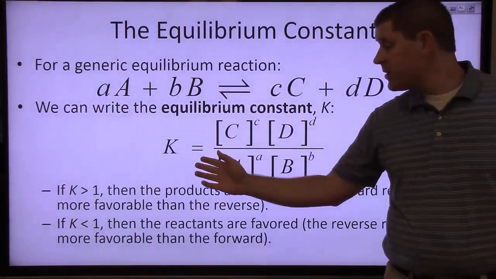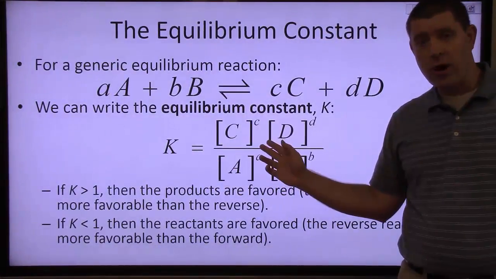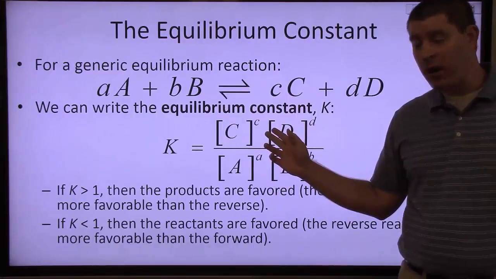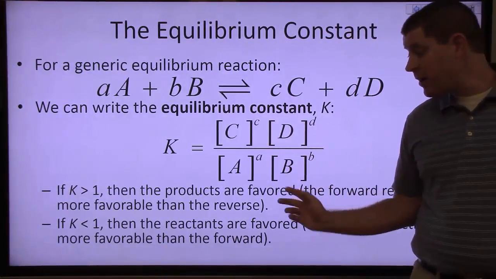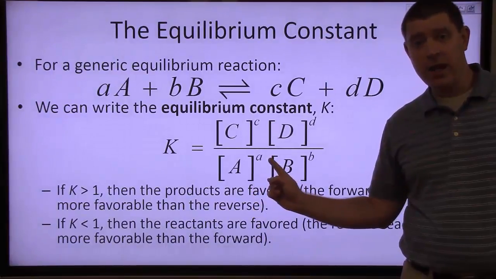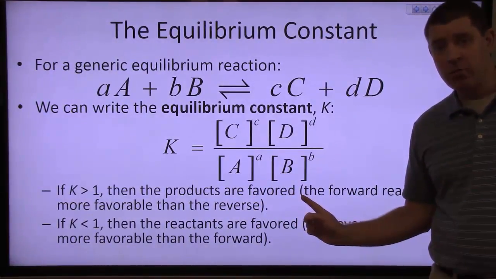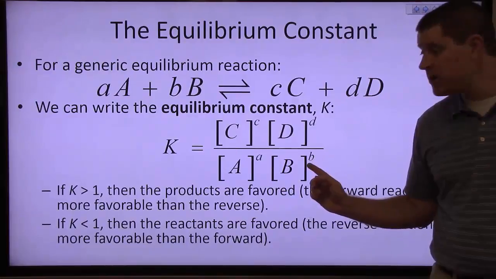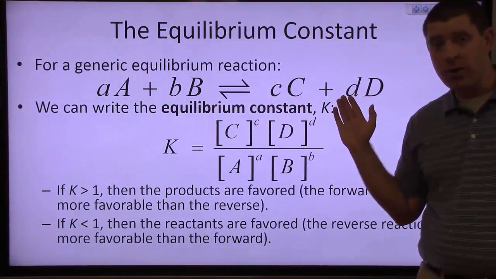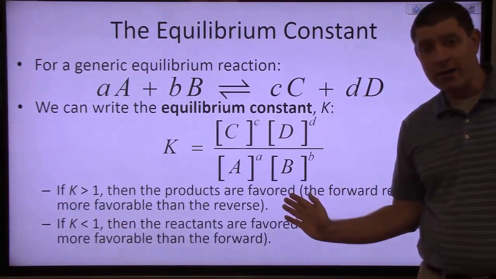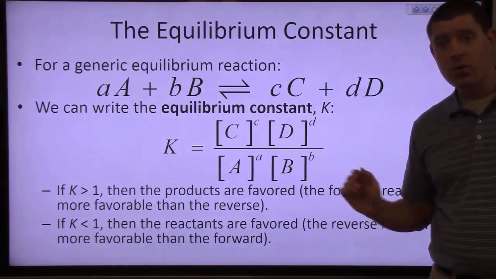So K is equal to the concentration of product C raised to the C power times the concentration of product D raised to the D power divided by the concentration of A raised to the A power times the concentration of B raised to the B power. That is, we've got products raised to their coefficients in the balanced reaction divided by reactants raised to their coefficients.